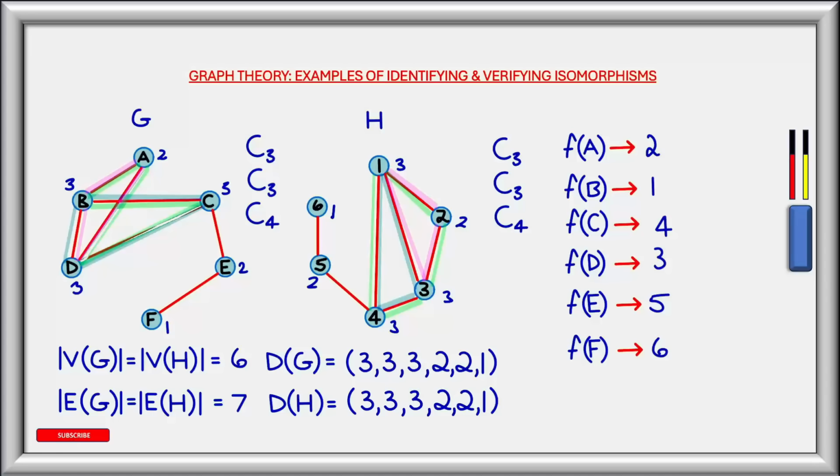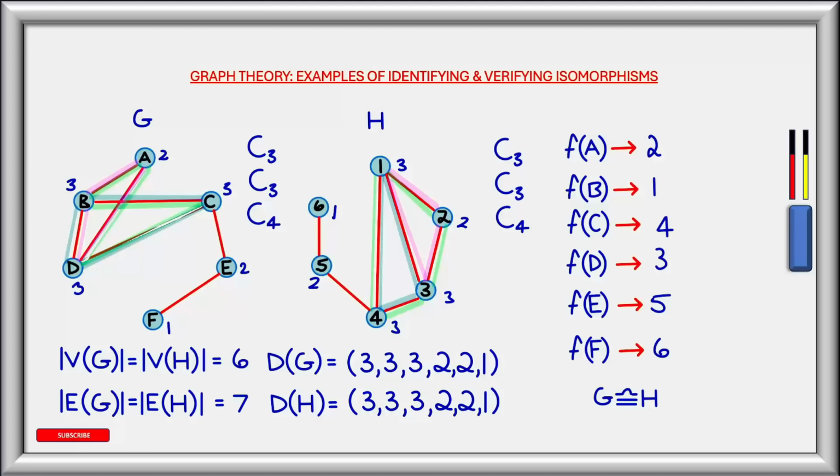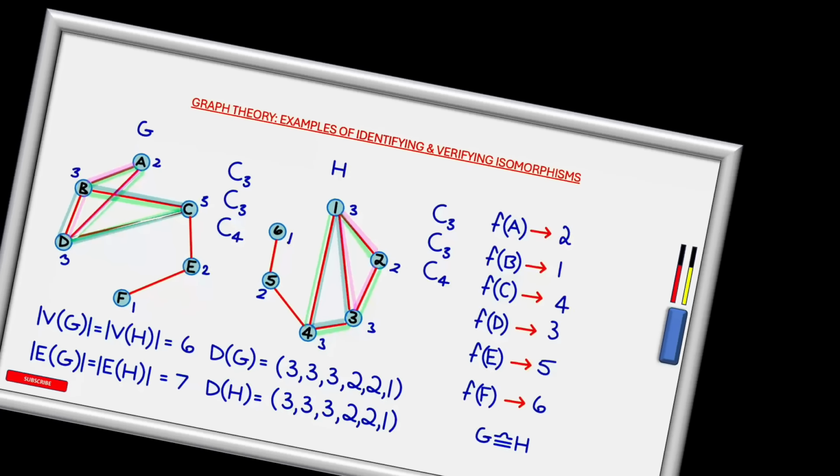Now some of you may have mapped B to 3 and D to 1. Is that wrong? Not at all. In graph theory, we call this an automorphism. As long as your mapping preserves the edges, meaning if B and D are connected in graph G, their partners 1 and 3 must be connected in H. Your isomorphism is valid. So we've proved that there is an isomorphic relationship between graphs G and H.